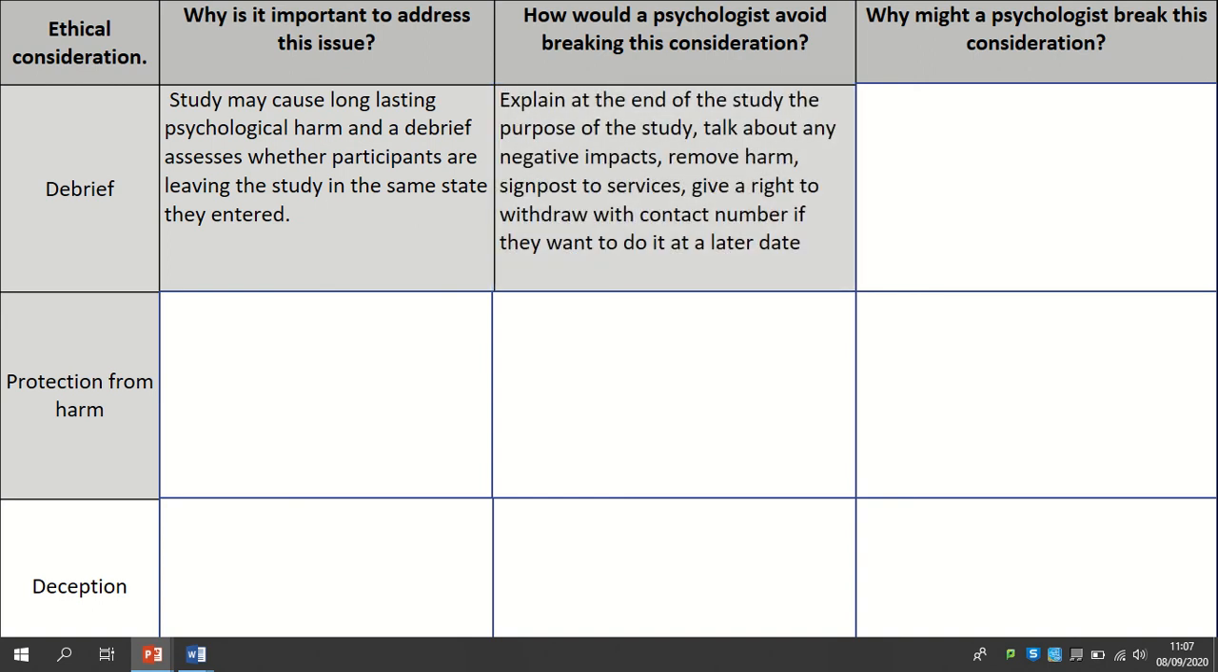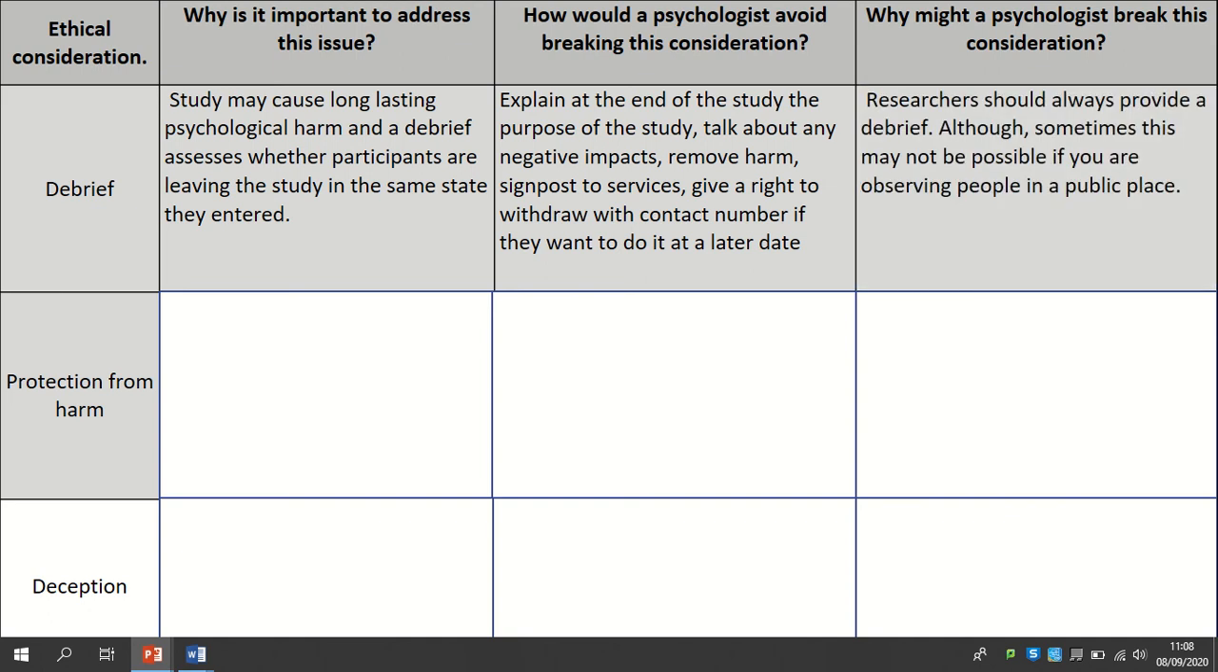How might you avoid breaking it? Explain at the end of the study the purpose of the study. Talk about negative impacts. Give them numbers. Give them contact details. Why might you break it? You should actually always have a debrief. So you might break it because you've given them informed consent, but even when you've given informed consent, you should still try and have a debrief. The only time you don't have a debrief is if you're in a public place.